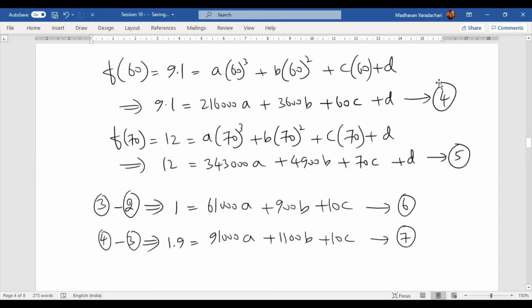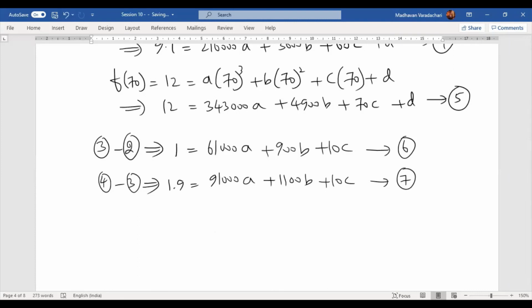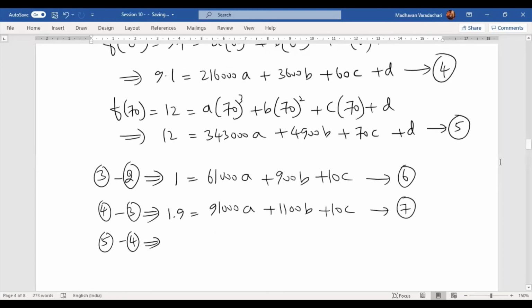Now let me subtract the fifth equation minus the fourth equation. 5 minus 4. If I do that, 12 minus 9.1 becomes 2.9, which is equal to 343 minus 216, how much? It becomes 127 A. Then 4,900 minus 3,600 is 1,300 B. Then 70C minus 60C, 10C. D and D again get cancelled. Let me call this equation 8.